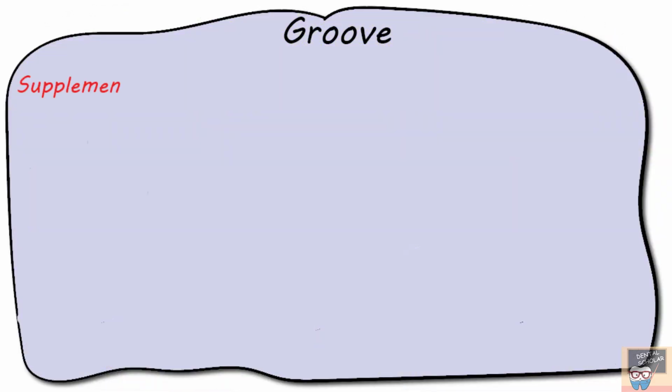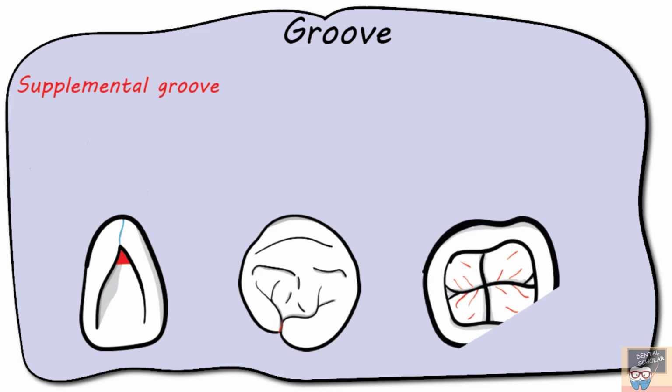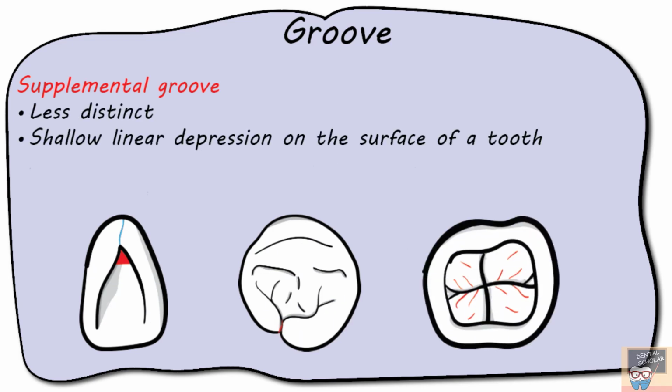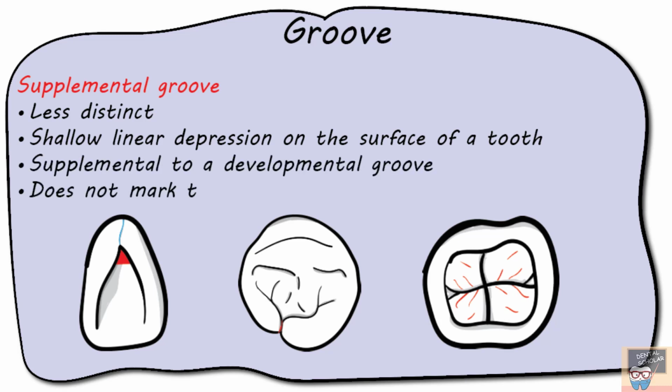Now let's go to the supplemental grooves. A supplemental groove is less distinct than a developmental groove, and it is supplemental to a developmental groove, and it does not mark the junction of primary parts. That is, it will not be seen at the junction of cusps or at the junction of lobes.